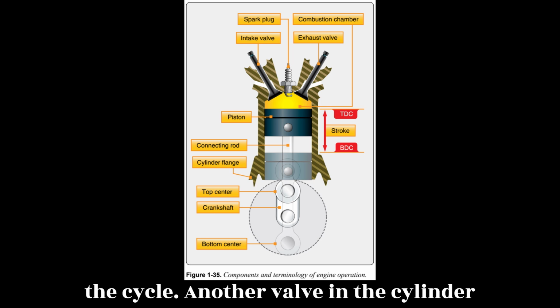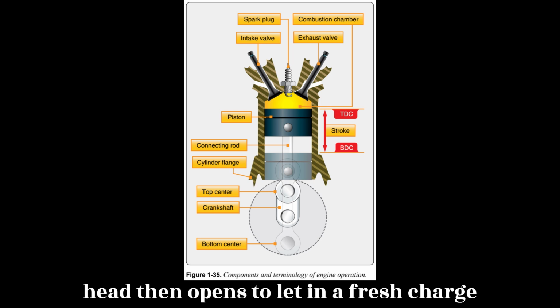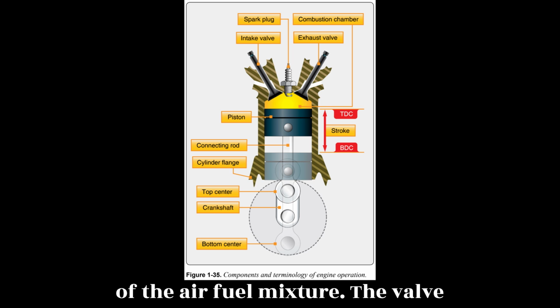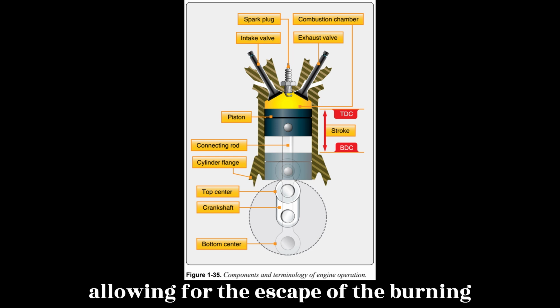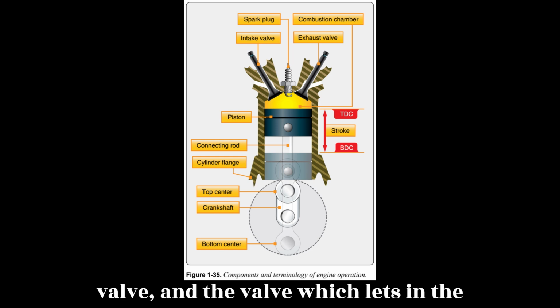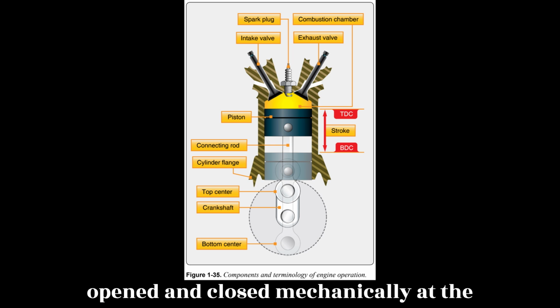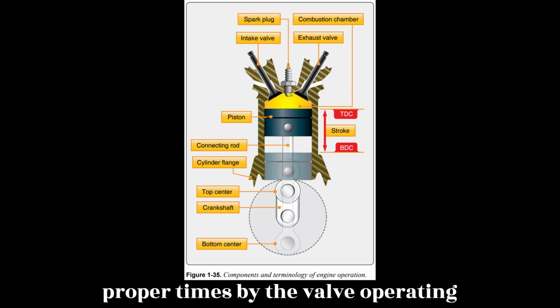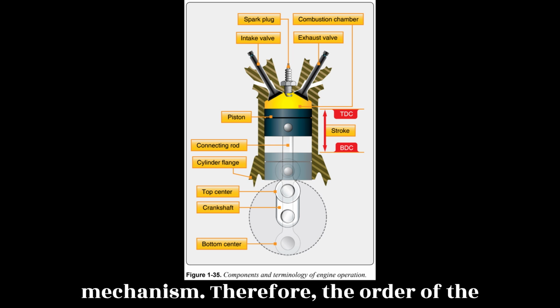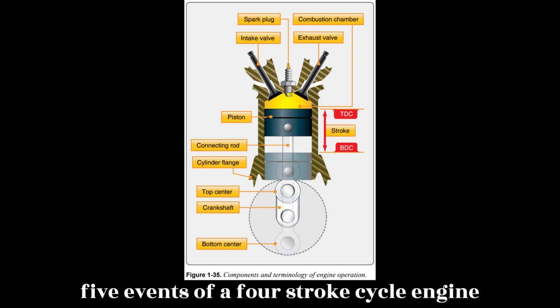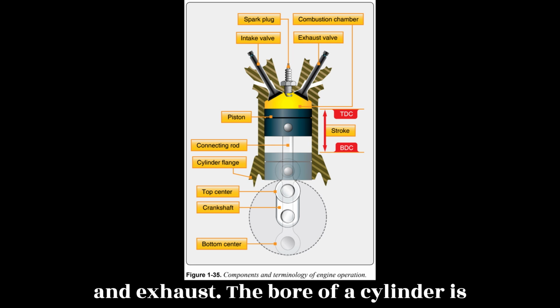Another valve in the cylinder head then opens to let in a fresh charge of the air-fuel mixture. The valve allowing for the escape of the burning exhaust gases is called the exhaust valve, and the valve which lets in the fresh charge of the air-fuel mixture is called the intake valve. These valves are opened and closed mechanically at the proper times by the valve operating mechanism. Therefore, the order of the 5 events of a 4-stroke cycle engine are intake, compression, ignition, power, and exhaust.